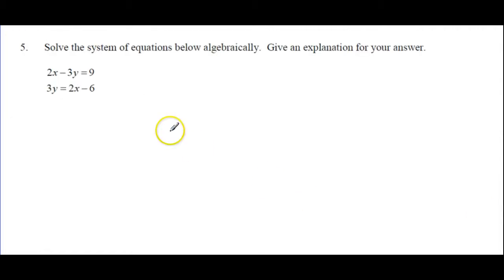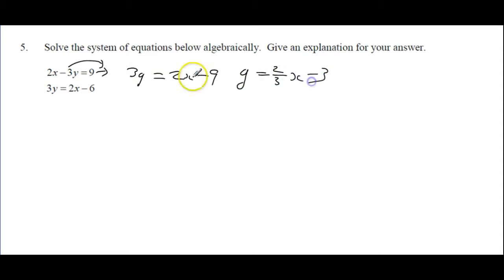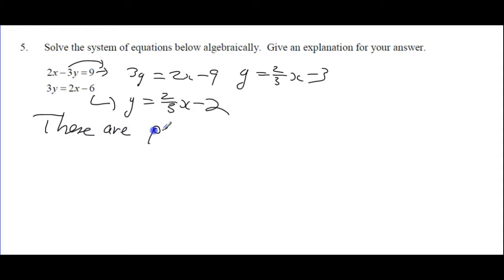Solve the system of equations algebraically. Give an explanation for your answer. So let's move this over so it becomes 3y is equal to 2x minus 9. So y is 2/3 x minus 3. And from this equation, y is 2/3 x minus 2. These are parallel lines, since they have the same slope.